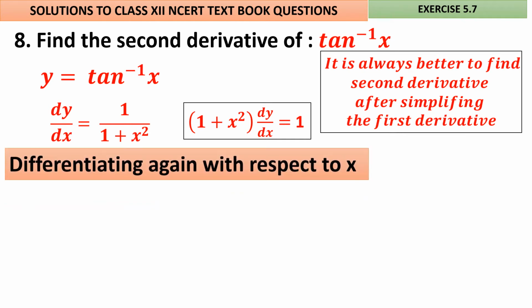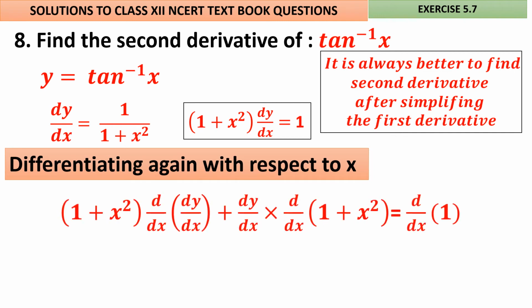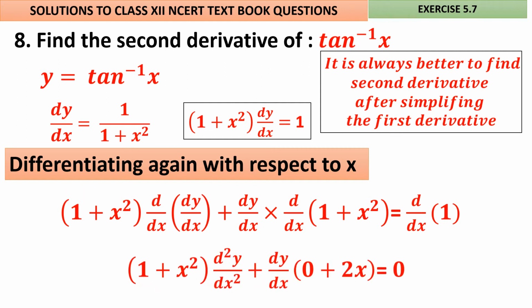Now, let us try to do the differentiation once again. The left hand side, it is keep 1 plus x square and differentiate dy by dx. Keep dy by dx and differentiate 1 plus x square. Very simple. As we know that we are doing the differentiation using product rule. What is the differentiation of dy by dx? It is d square y by dx square. That is the second derivative. The derivative of 1 plus x square is 0 plus 2x. Right hand side derivative is 0.